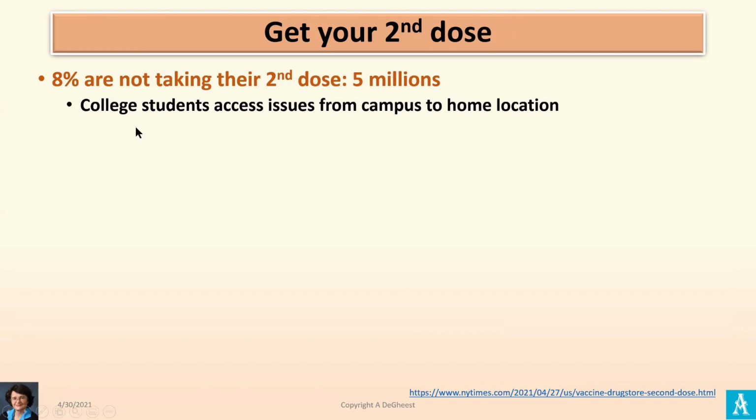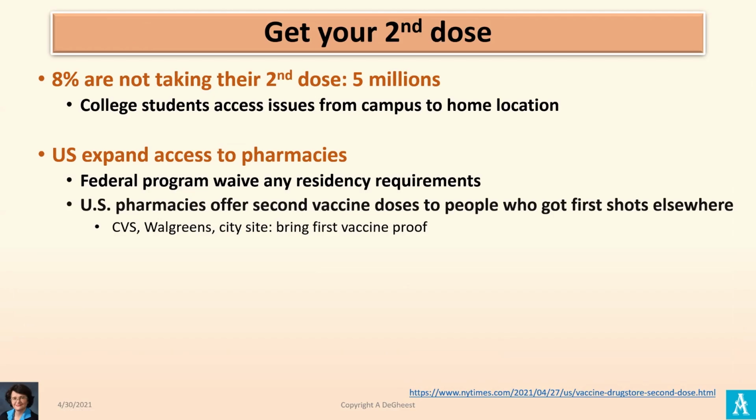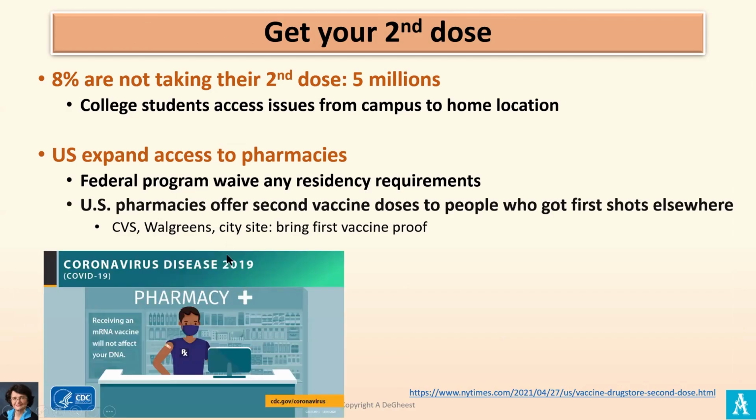A big problem are college students who got vaccinated on campus and now they're in a different state. And so the US just announced that they're expanding access to pharmacies, that if you go to any pharmacy in the country and you have a document showing the first dose anywhere in the US, you should receive the second dose. You have to make sure that you show them the vaccination proof. So if you had Moderna the first time, you get Moderna on the second one. And that has been basically launched with all the US pharmacies that are working on the federal program, so CVS, Walgreens, a lot of the public sites. So please, get your second shot.